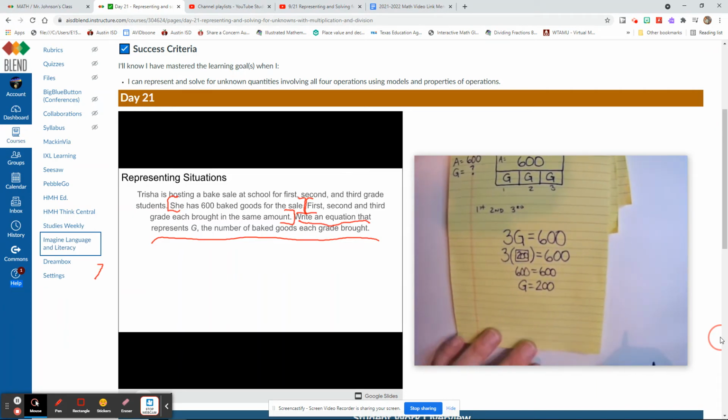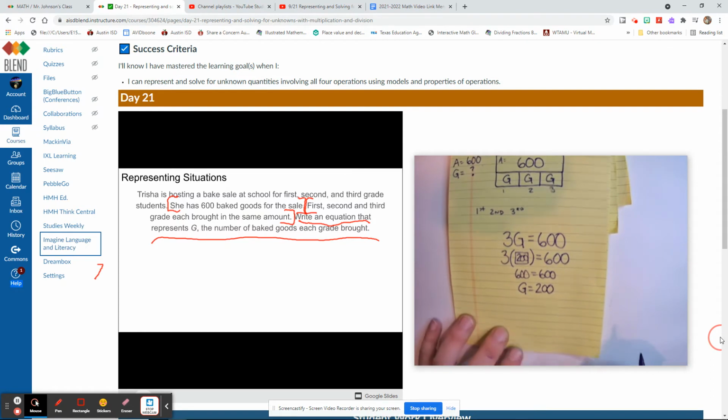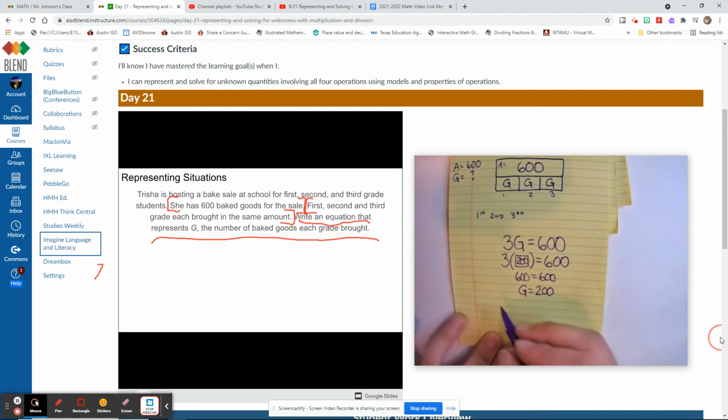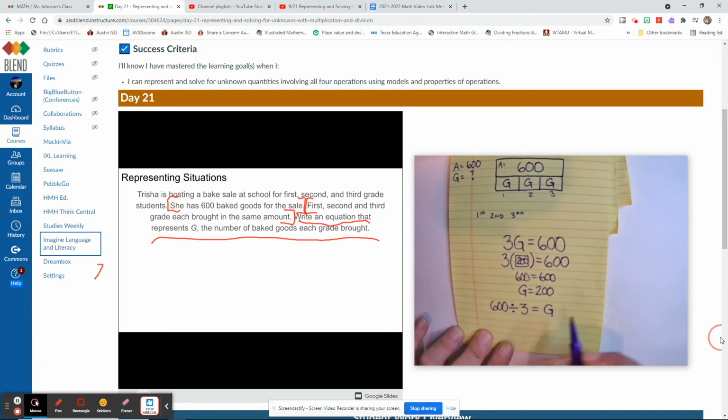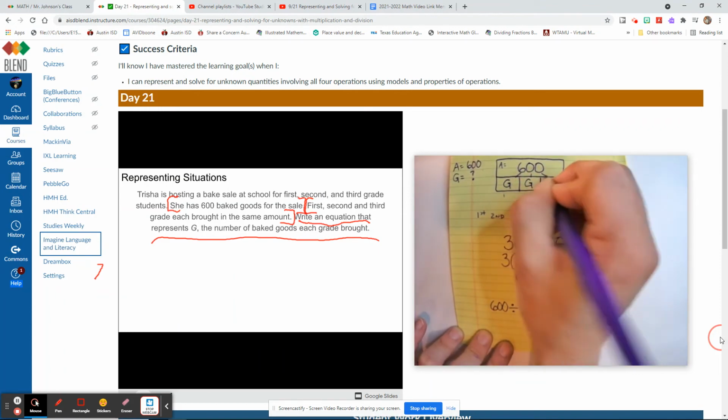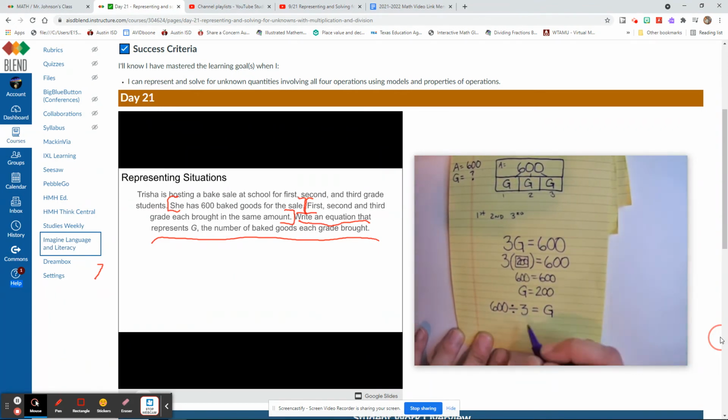All right, so I hope you got that. There's an easier way though, right? Remember that we could also say that 600 divided into 3 groups is the same thing as G. Remember, it's like a fact family. So 3 times G equals 600. That means that 600 divided by 3 equals G. 600 divided into 3 groups equals G.